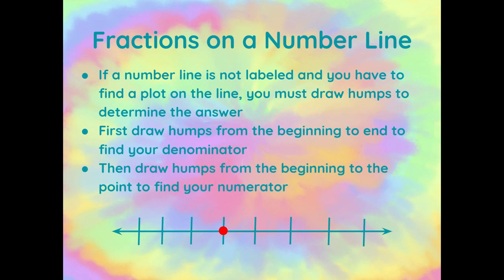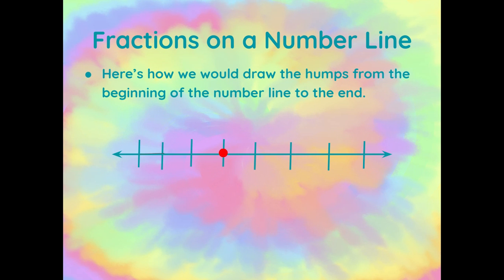Okay, well, first we need to draw our humps from the beginning to the end to determine how many pieces our number line is cut into, or what our denominator is. Those two things are the same. How many pieces our number line is cut into is our denominator. So first we need to find that out. Then we're going to draw humps from the beginning to our point to find the actual fraction, to find the numerator.